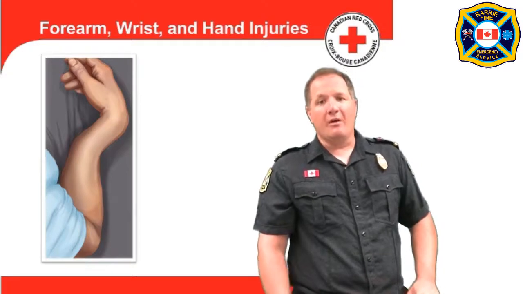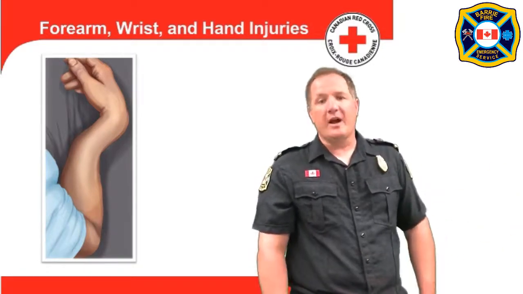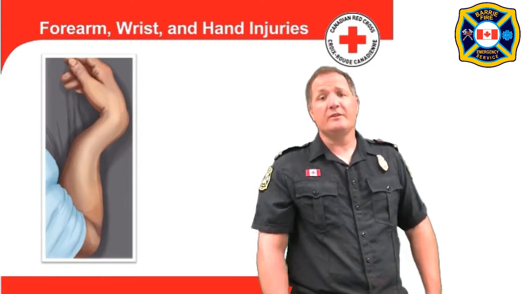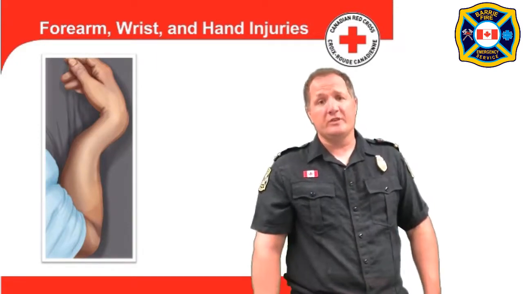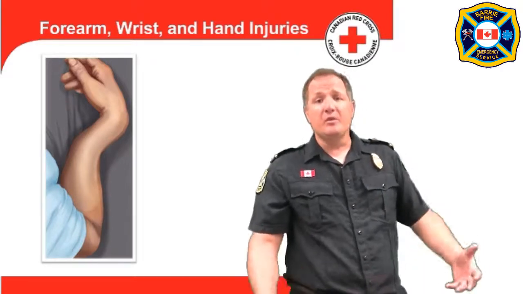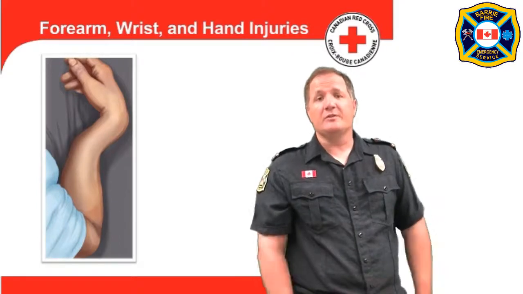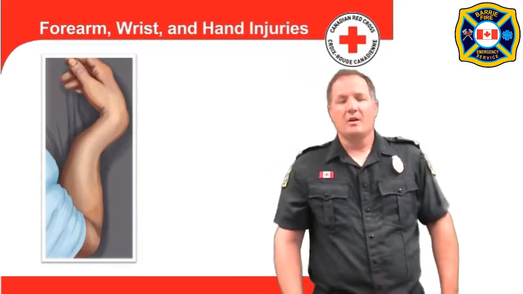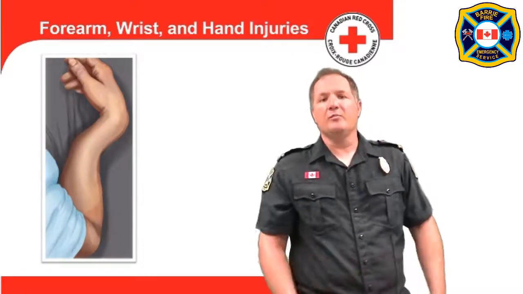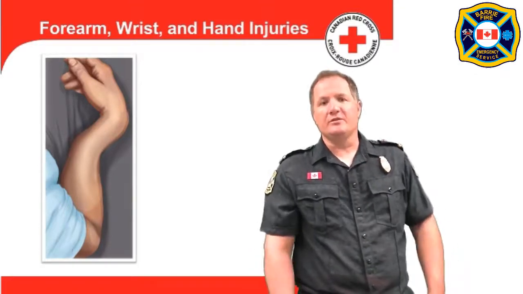The radius and ulna bones that make up the lower arm are very susceptible to fractures. They're also very susceptible to being open fractures. So as part of the primary and secondary survey, it's important to expose the area and make sure if we're dealing with an open fracture, also known as a compound fracture. The wrist and hand are lots of little bones that come together. They're held together by lots of ligament tissue in those areas.